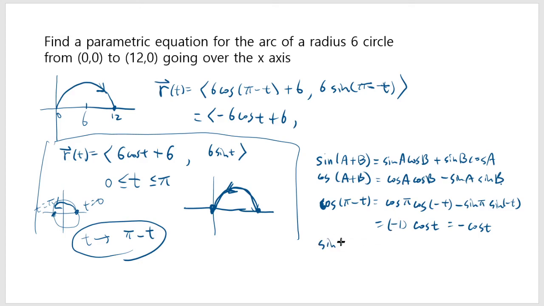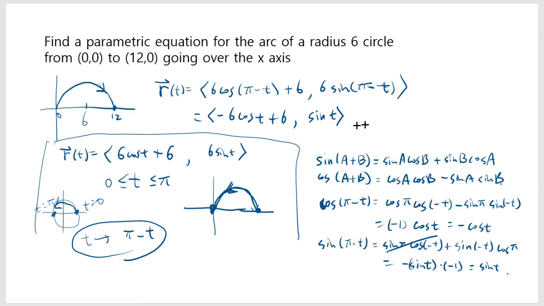And in the same way, if I do sine of pi minus t, that's sine pi cosine negative t plus sine negative t cosine pi. Sine pi is 0, so that's gone. Cosine pi is -1, and sine of negative t is the same as negative sine t. So this is negative sine t times cosine pi, which is -1, so multiply them, it's sine of t. Okay, so you have sine of t. So that's the answer, and your t value should be between 0 to pi.